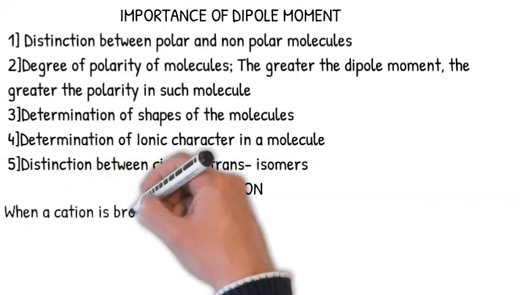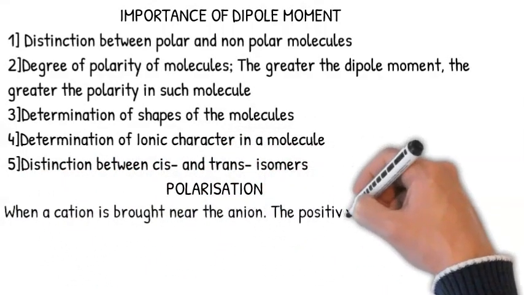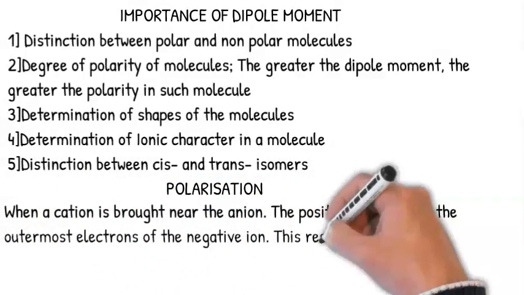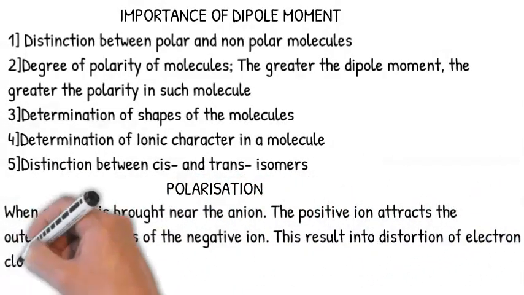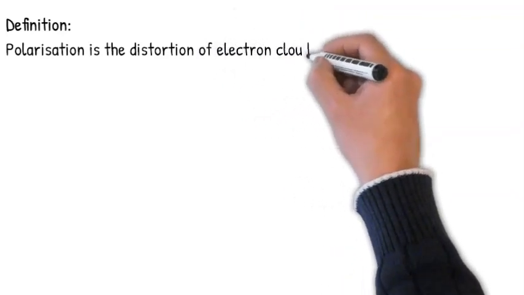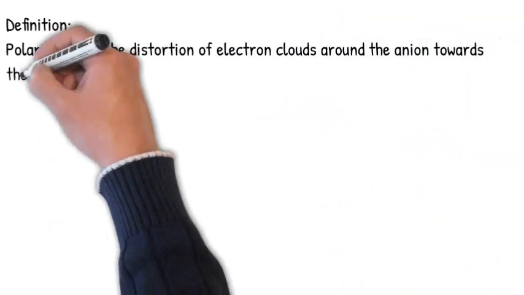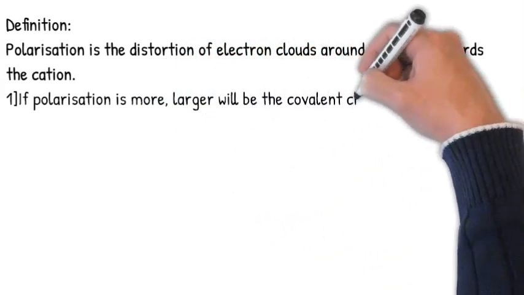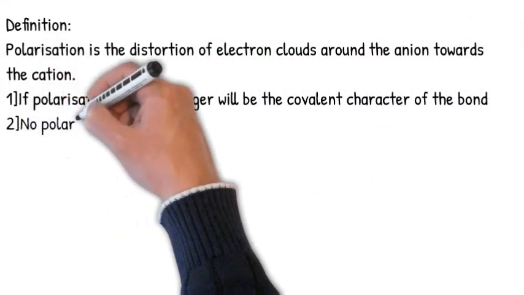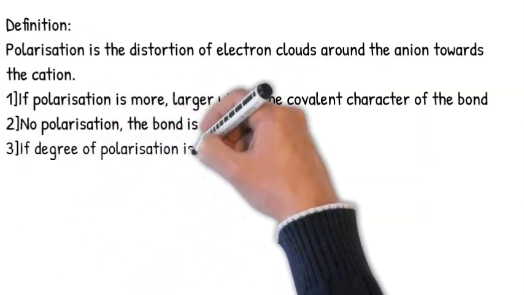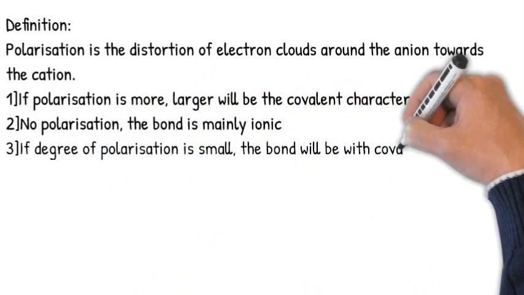Polarization. When a cation is brought near the anion, the positive ion attracts the outermost electrons of the negative ion. This results in distortion of the electron cloud of the negative ion. Definition. Polarization is the distortion of electron clouds around the anions toward the cation. If polarization is more, larger will be the covalent character of the bond. With no polarization, the bond is mainly ionic. If the degree of polarization is small, the bond will have little covalent character.